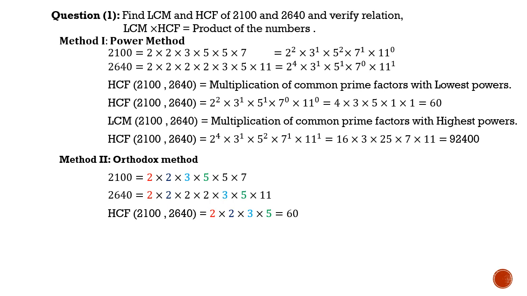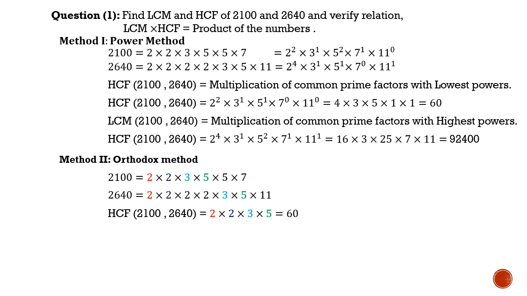2 is the first common number, then another 2. 2 has come twice, so for one pair we write one number. So second pair of 2 we have written another 2. 3 is also common in both, so for that pair we have written 1 3. 5 is also common in both, so for that pair we have written 1 5. Only we take the common numbers and their multiplication, and this multiplication gives us 60, which is HCF of the given numbers.